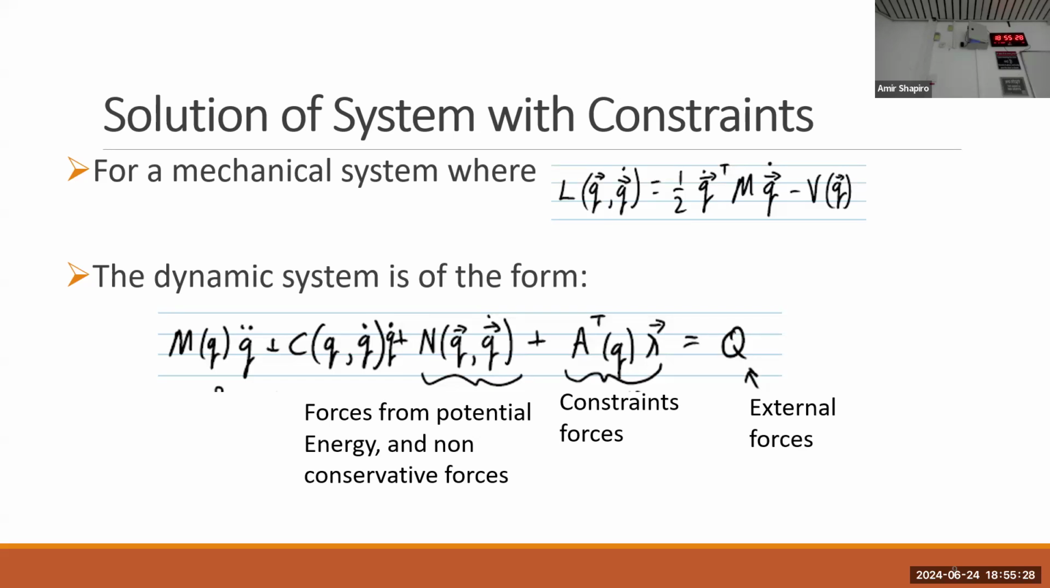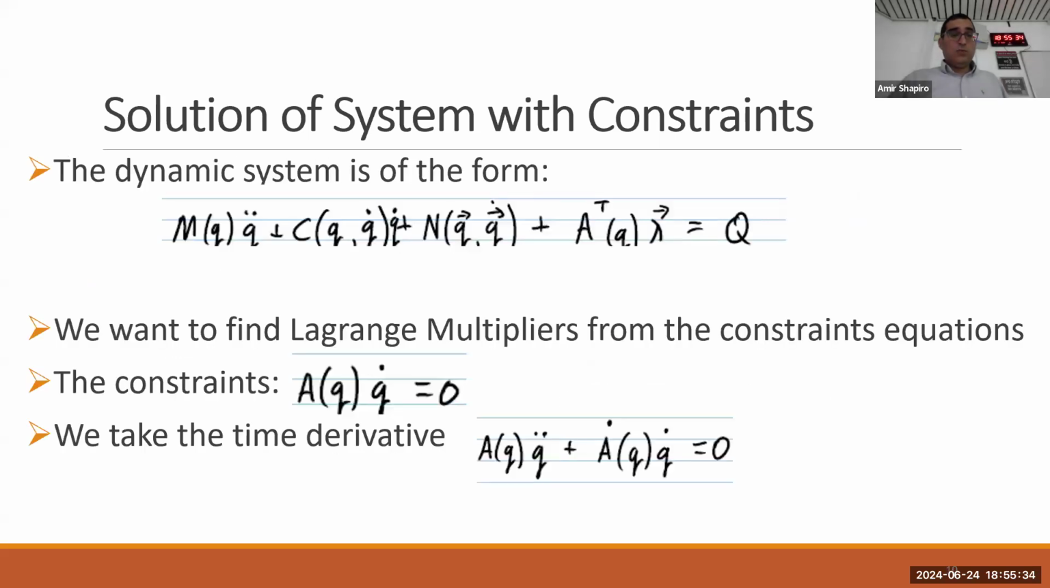So we get another form of the equations of motion, but here we have lambda. So we have the dynamics of the system. This is the form, but we have to solve for lambda that we don't have. You're with me? Is it understood? Okay.